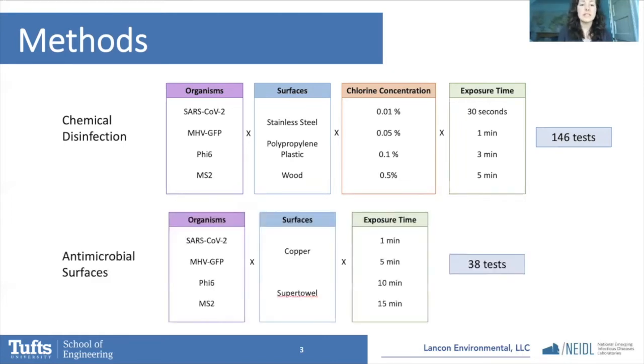We were also interested in how efficacious antimicrobial surfaces could be at inactivating SARS-CoV-2 and potential surrogates. And so for the same 4 organisms, we looked at copper and a novel hand washing material known as the super towel. And for this, we applied the organism directly to the surface and exposed it for anywhere from 1 to 15 minutes of drying time. And this resulted in 38 tests conducted again in triplicate with positive and negative controls.